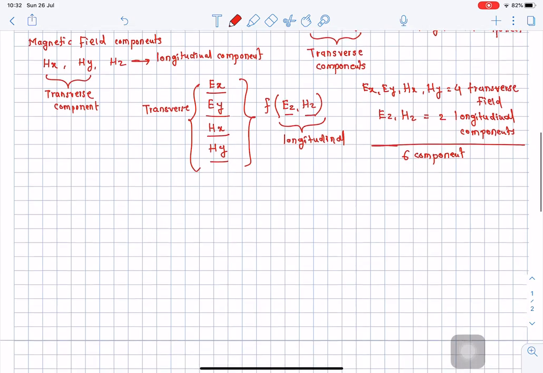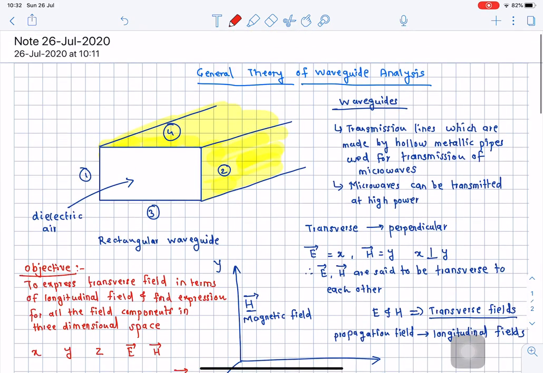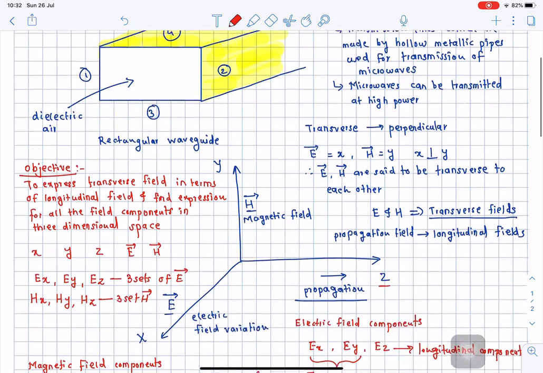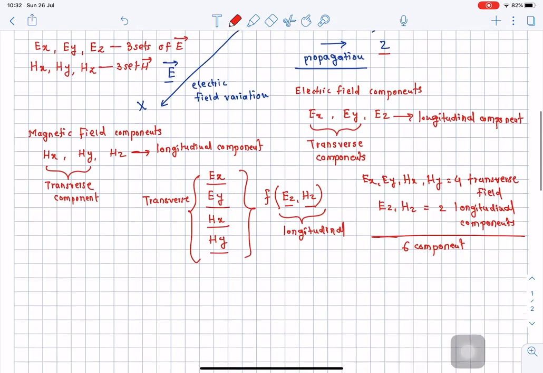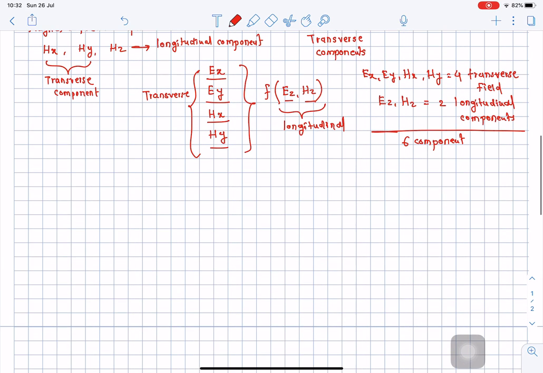We are not going to discuss these equations specifically for a rectangular waveguide. Just for illustration purposes, I showed you what a waveguide is by drawing a rectangular waveguide. The waveguide can take any shape; for demonstration purposes, I took the rectangular waveguide. So let us go ahead and derive the transverse field components in terms of the longitudinal field components.